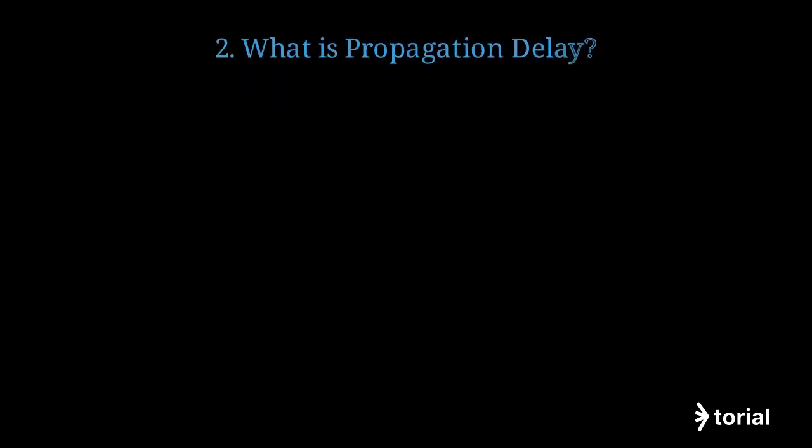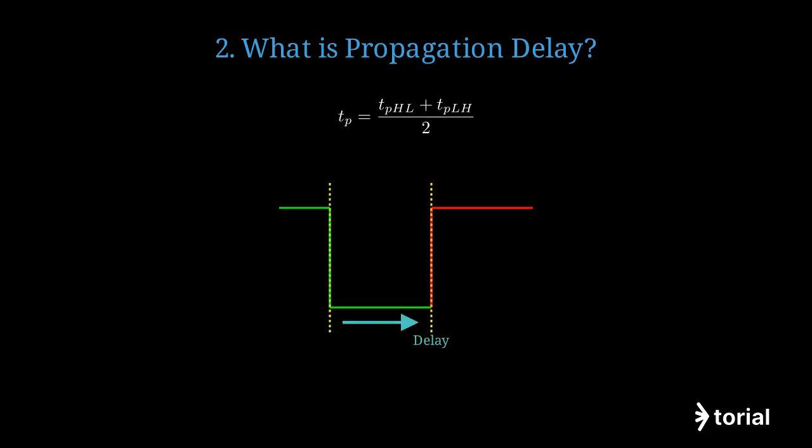Propagation delay is the time it takes for the output to respond to an input change. Average propagation delay equals the average of high to low delay and low to high delay. The propagation delay is measured from when the input crosses 50% to when the output crosses 50%.